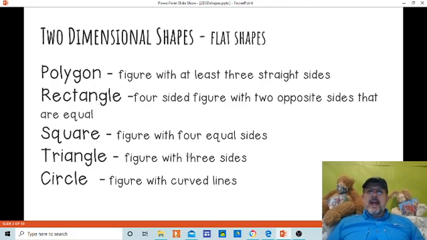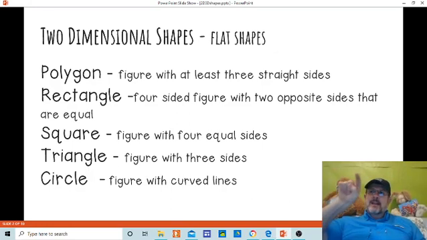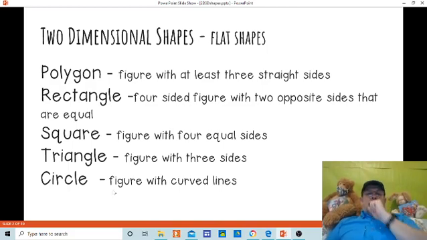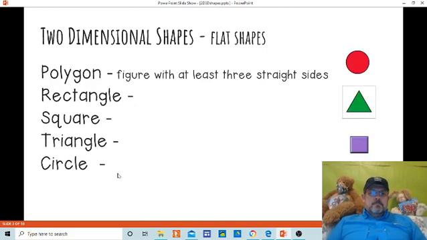You have three sides. Now there's different types of triangles. There's scalene triangles, okay? There's equilateral triangles, okay? And so remember all the different types of triangles that we talked about. Okay, then you've got circle. Circle is just a curved line. It just goes all the way around and then connects back together. All right? Okay. And here's some of the pictures of these different shapes we talked about.